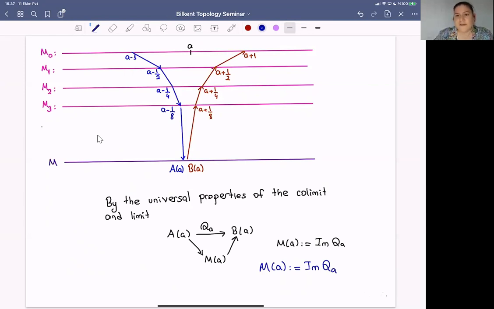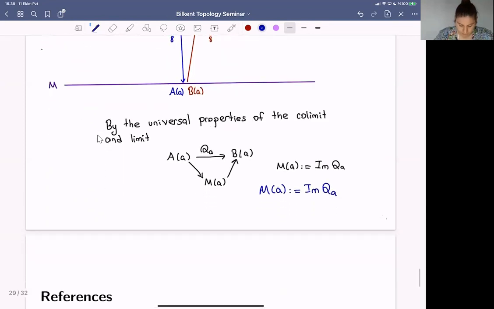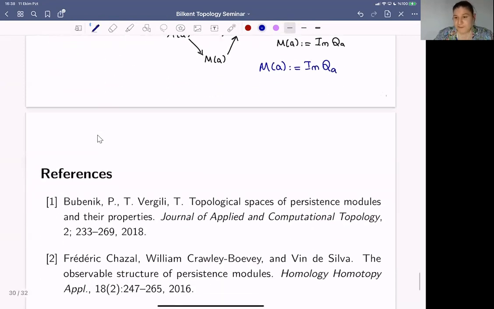So with this construction, I can find a persistence module, and I can say that the Cauchy sequence converges to another persistence module in the given set. So that's all I would like to talk about today.